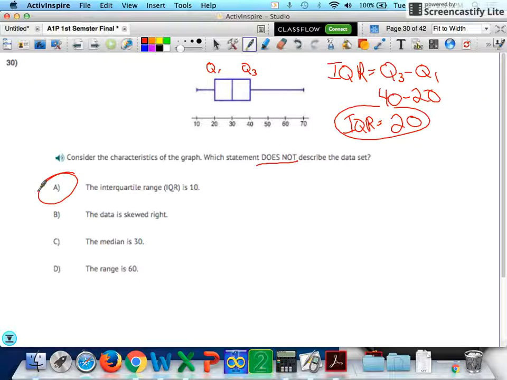Just to be careful, check the other ones. Skewed right: this looks skewed right to me, so that is true. Median is 30. Range is 60. That'd be my maximum minus my minimum. Okay. The only one that wasn't true, that did not describe our data, was A.